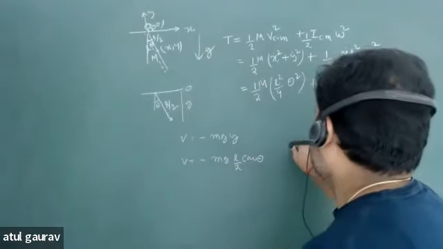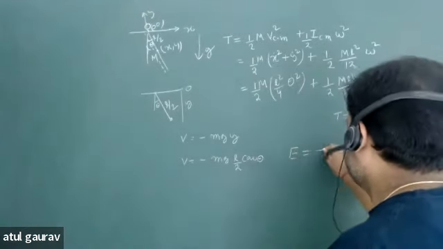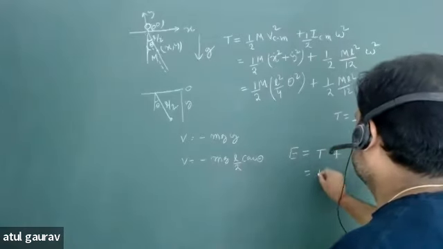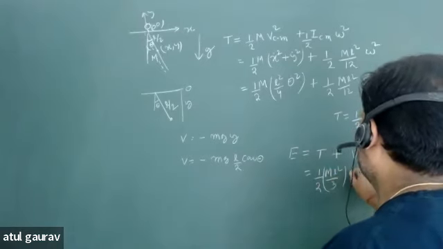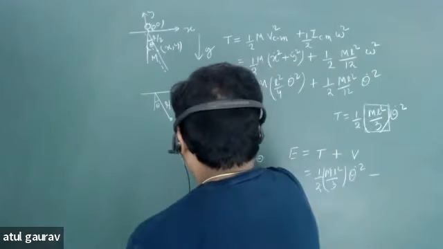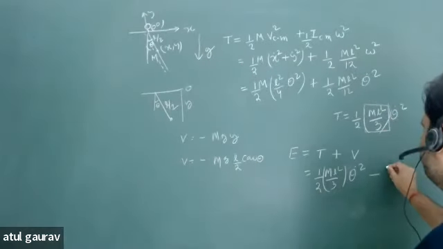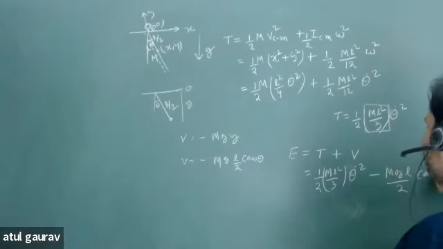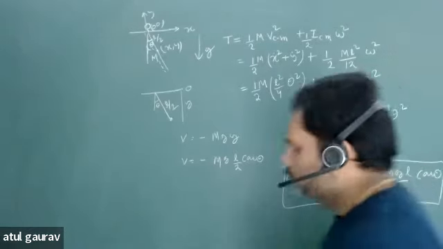So now you can write your total energy of a system. What is your total energy of a system? It is the kinetic energy plus potential energy. So you can write this particular thing, half ml square by 3 theta dot square minus, and you can take big M because we are using big M, minus mg L by 2 cos theta. So this is your total energy.